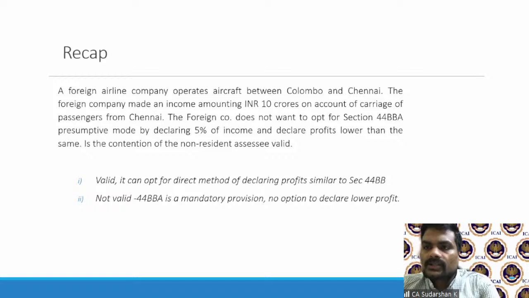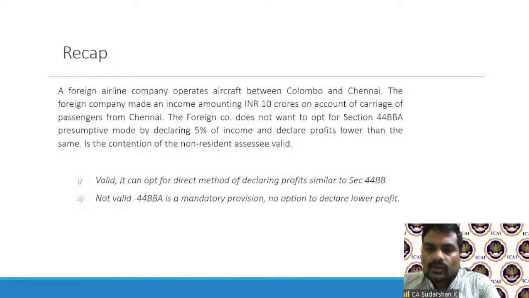The foreign company does not want to opt for Section 44BBA, which is a presumptive mode, because 44BBA says on your gross, pay 5%, show 5% of income, pay necessary taxes on it. Now, it doesn't want to show that 5%, it wants to show a lower amount because it believes the income for taxation should be less than 5%. So therefore, it says it does not want to opt for 44BBA, which is a presumptive basis. Can it do so? Is the contention of the non-resident assessee valid? Can the non-resident opt for it?